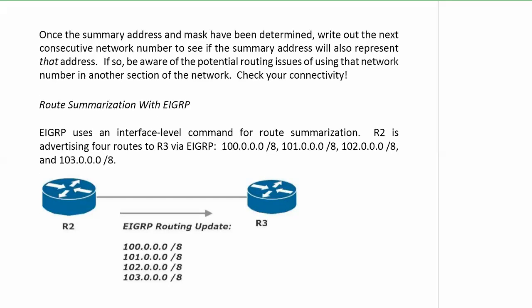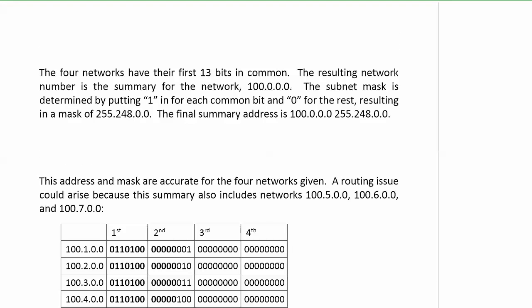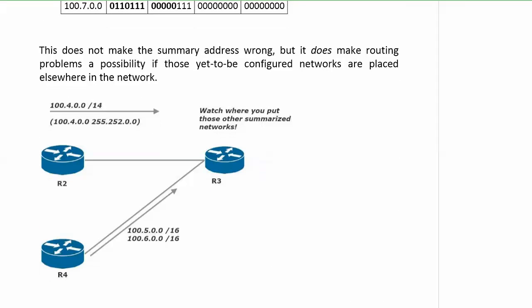Again, once you've got that summary address and mask determined, write out the next consecutive network number and see if the summary address would also represent that address. You'll save yourself a lot of headaches. Just check your connectivity afterwards. In that previous diagram, and let me go back to that, what you could do is when you set this up and say, okay, is this summary going to botch my routing up? Let me send some pings from router 3 to these two networks and see if they're all going down to 4 or if they're being load balanced between 2 and 4.